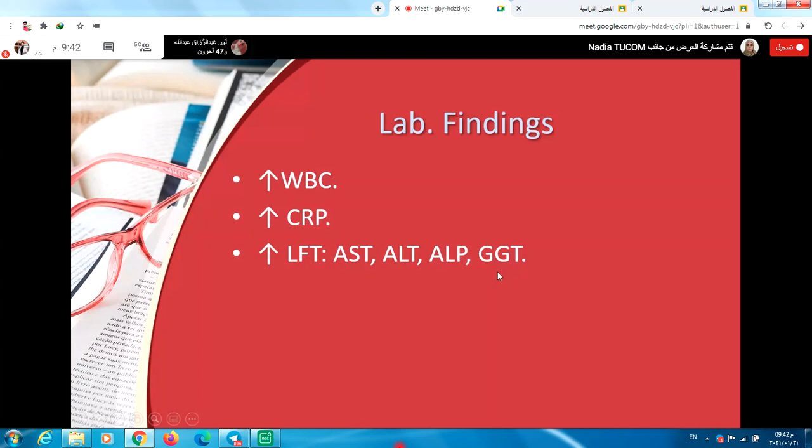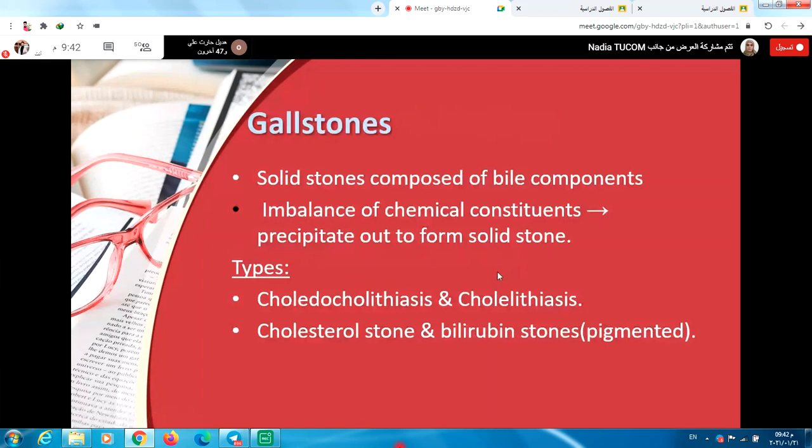Gallstone is a very common disorder of the gallbladder. Stones result from an imbalance of the chemical constituents, which precipitate out to form solid stones. Mainly, cholesterol stones are the main type, with elevated cholesterol. So there is imbalance when there is excess. For example, cholesterol will be precipitated to form solid stone, and there are certain risk factors and certain precipitating factors.